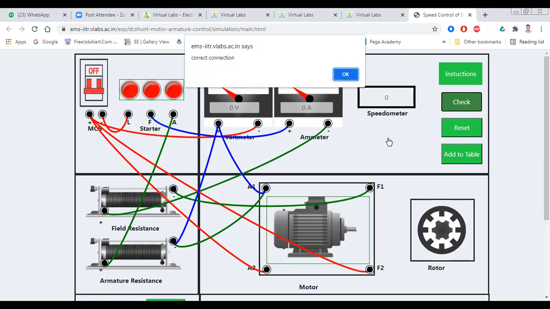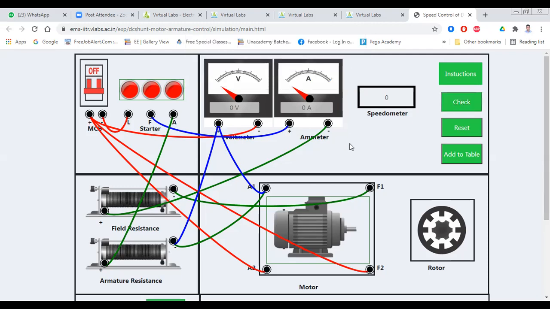I hope all of you can see on the screen that the correct connection is there. When you click the check button, if the connection is correct, a window pops up saying correct connection. If it is not, then it tells that the connection is not completed. Okay, so our connection is okay.